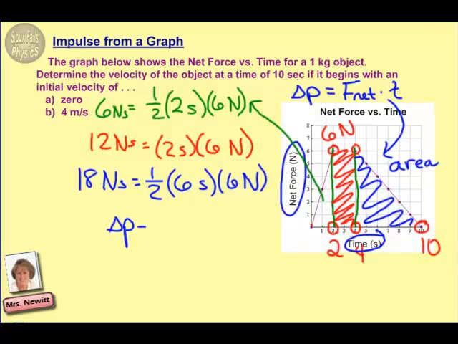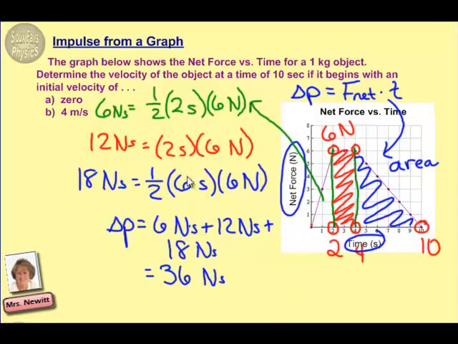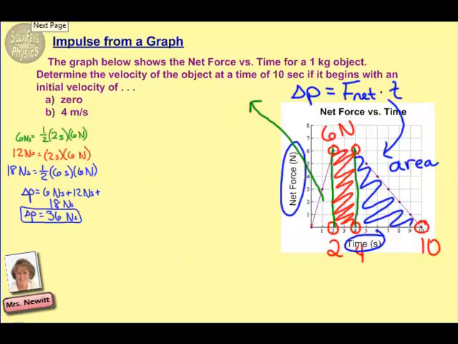Totaling those all up then, we have 6, 12, and 18. And we now get a total change in momentum of 36 Newton seconds as the impulse from the entire 10-second graph. Now that we have the impulse, the question really asks, what is the velocity of the object after 10 seconds? So again, this is kind of worth writing out a little bit of an extra equation.